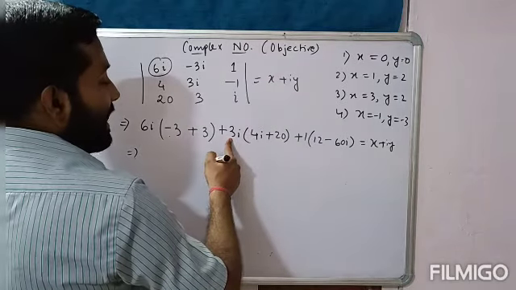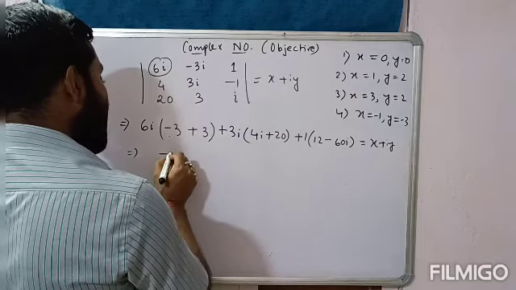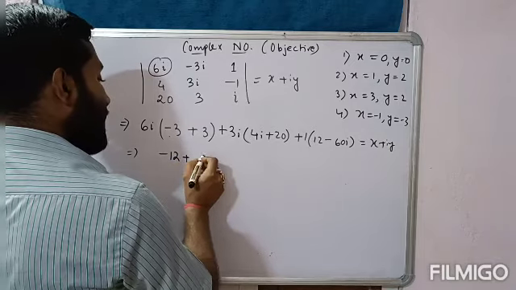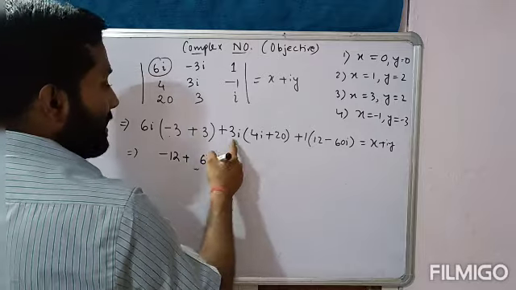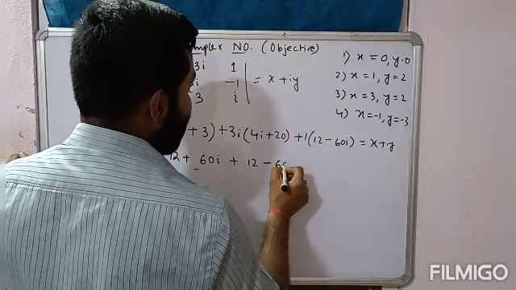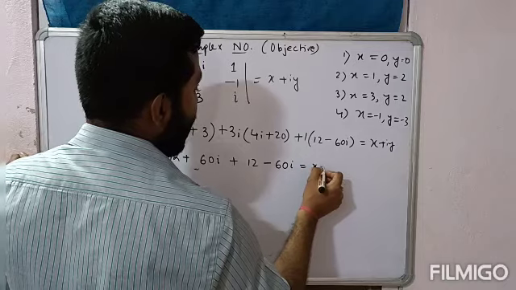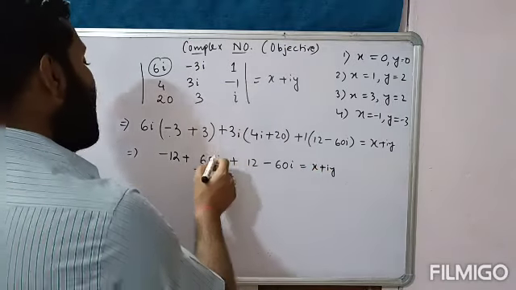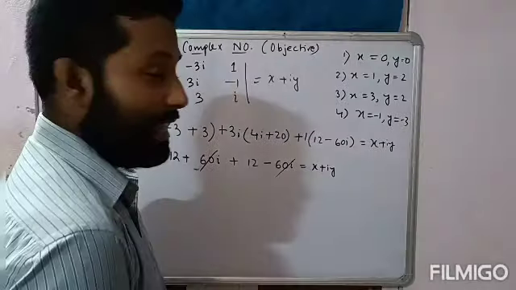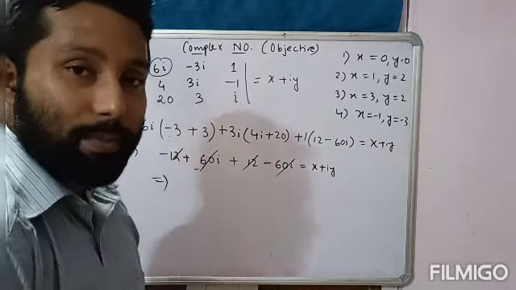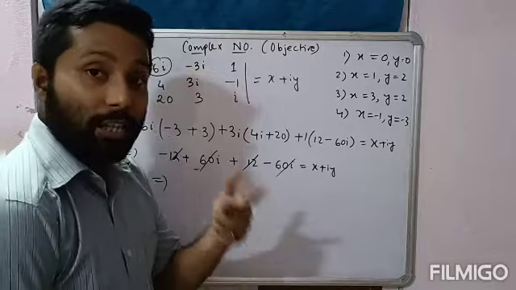So let us expand the second term. It will be minus 12 plus 60i, minus 12 plus 60i, plus 12 minus 60i, which is equal to x plus iy. Look at the left hand side. Minus 60i plus 60i will be cancelled. Plus 12 minus 12 will be cancelled. So on the left hand side nothing is left. That is 0 only. So what did I say?